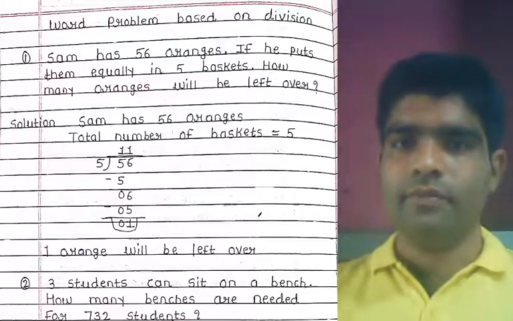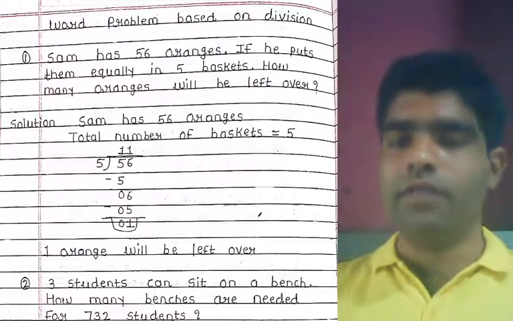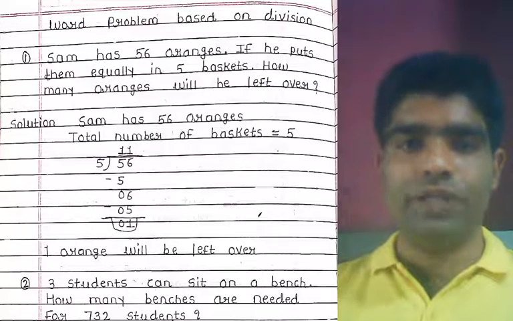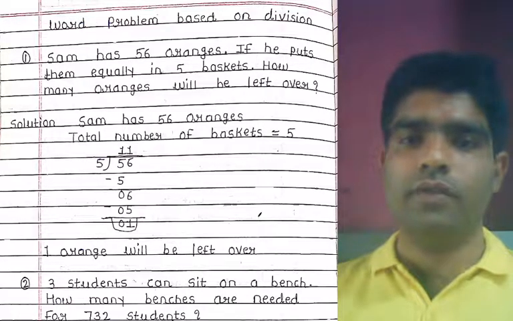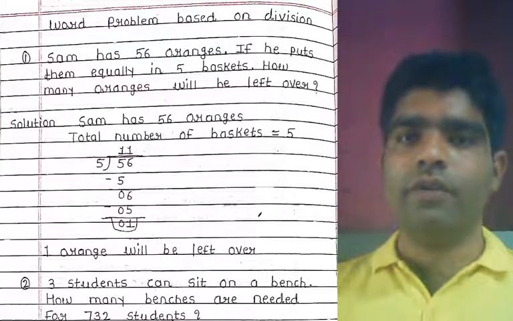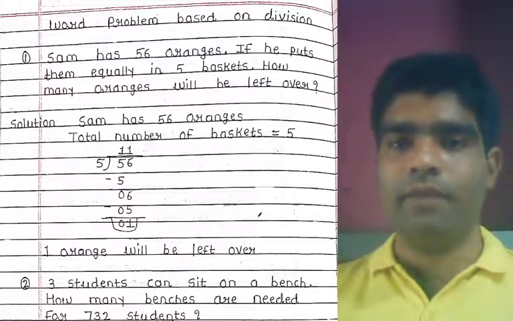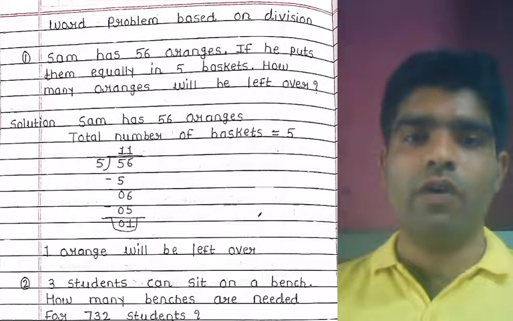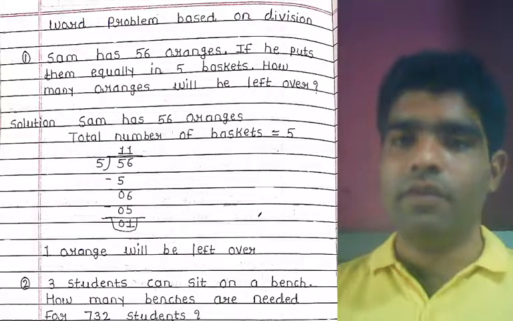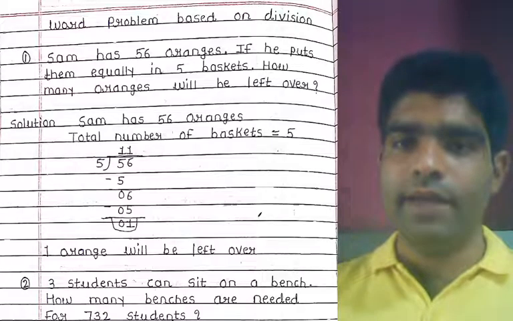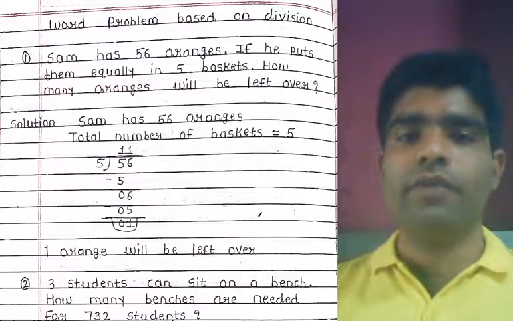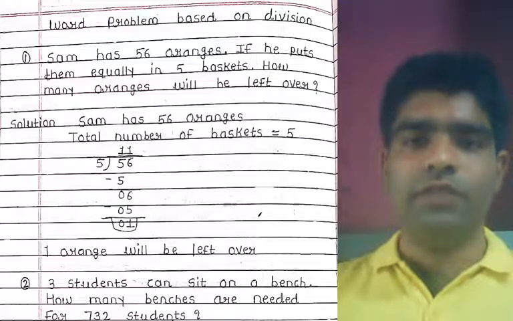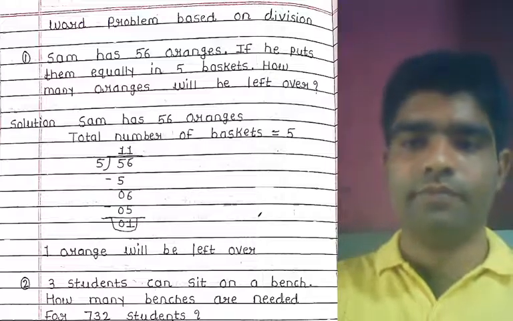And your quotient is 11. The quotient is 11 and the remainder is 1. It means, what is your question? How many oranges will be left over? Only one orange will be left over. Why? Because your final answer, your remainder, is 1. That is why your correct answer is one orange will be left over.